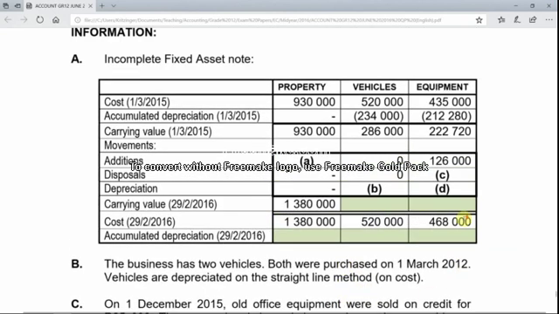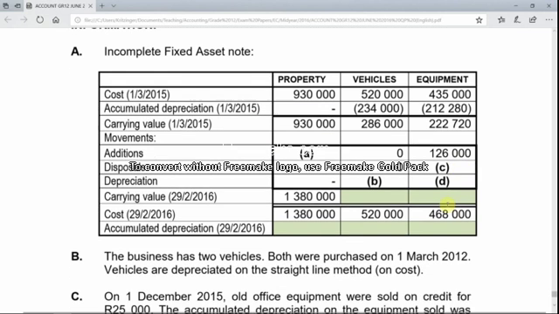So let's see if this incomplete fixed asset note can help us. We are focused on costs. We want to use our equation, namely that the cost at the beginning of the year plus the additions minus the cost price of disposals, which is the one that we actually need, will give us the cost price at the end of the year. So we only have the one missing variable, and that is what we need, because we want the cost price of the assets that we dispose of.